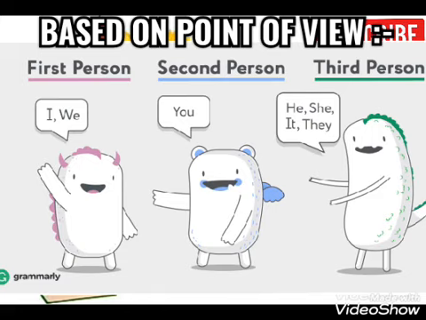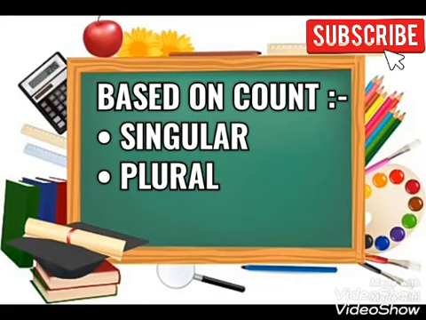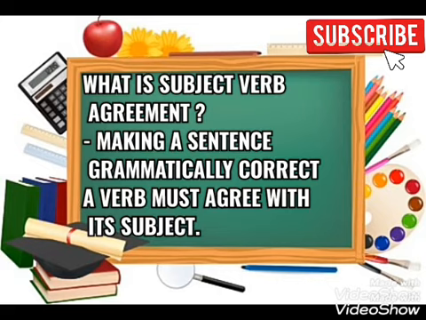Based on point of view, the subject may be in the first person, which is I or we; second person, which is you; third person, which is he, she, it or they. And based on count, the subject may be singular or plural. We have already discussed these things in previous classes. Now let us understand the main topic of today.